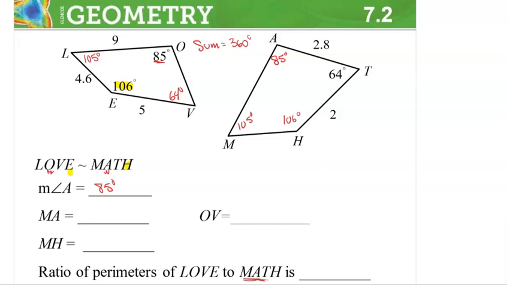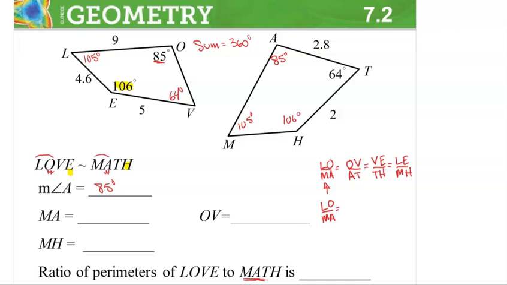So to find MA, MH, and OV, we're going to use proportions. I'm going to go back to here and say LO over MA. So LO over MA is equivalent to OV over AT. I'm just setting it all up using that similarity statement. BE corresponds to TH in the other one. And then LE corresponds to MH in this one. So if I want to try to find MA, I'm going to use this ratio, LO over MA. But then I have to have it equal to something.